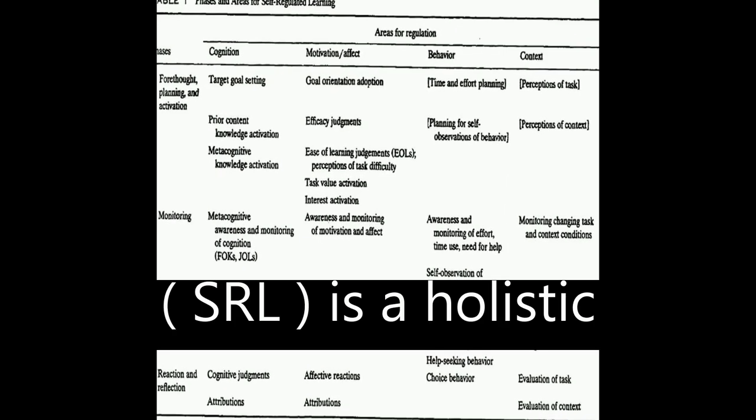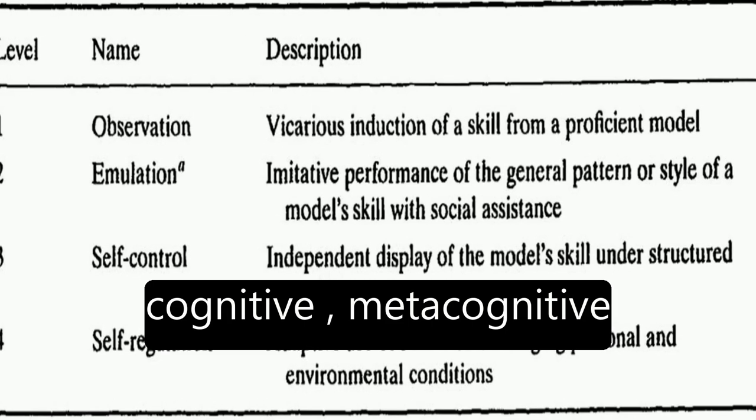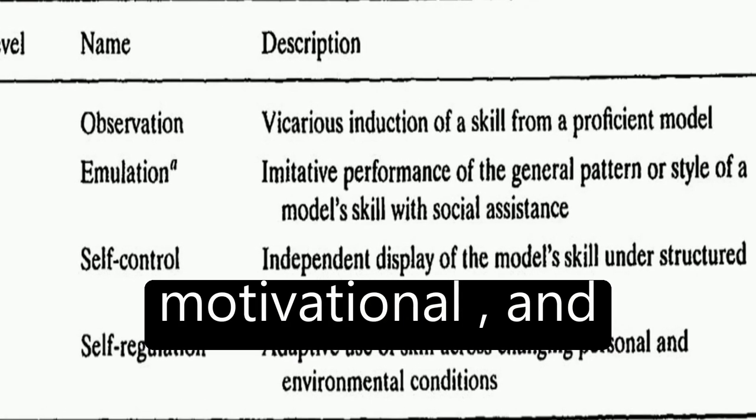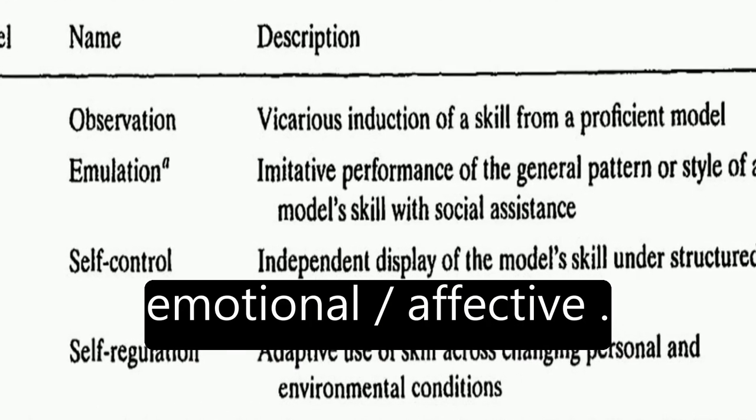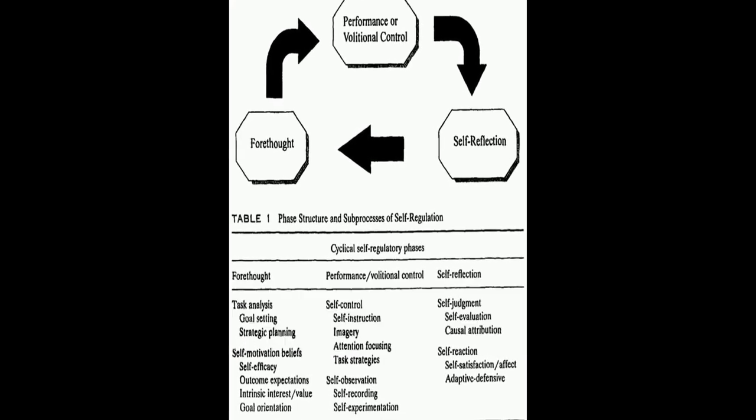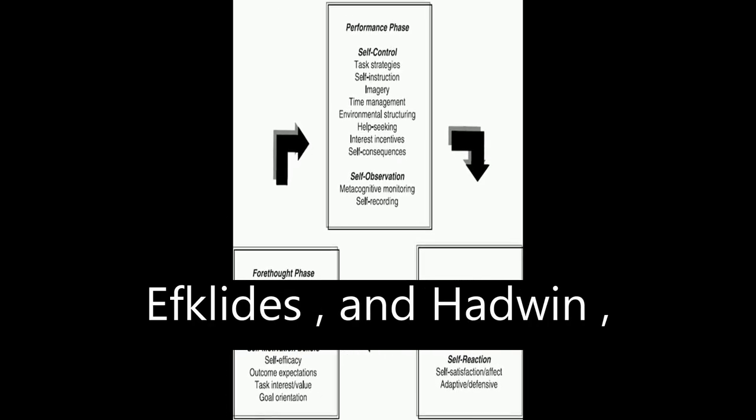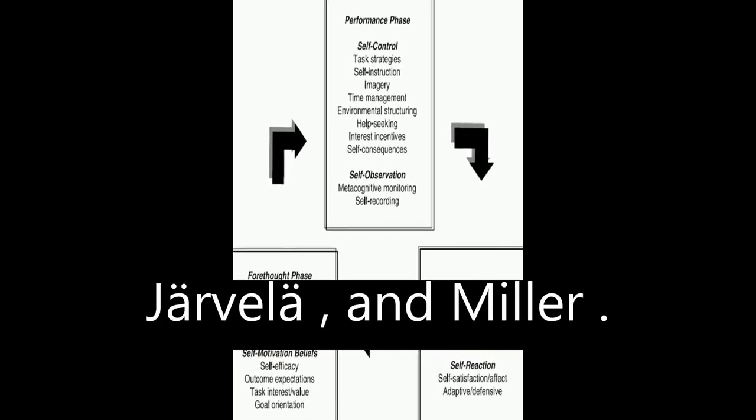Self-regulated learning, SRL, is a holistic approach that encompasses various aspects of learning such as cognitive, metacognitive, behavioral, motivational, and emotional/affective. Six models of SRL are analyzed and compared in this paper: Zimmerman, Boekaerts, Winne and Hadwin, Pintrich, Efklides, and Hadwin, Järvelä, and Miller.